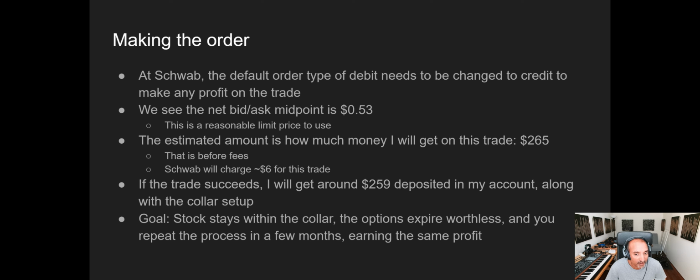Now, the goal here is that the stock stays within that collar, doesn't go above that green high price I set, and doesn't go below the red low price that I set. These options will expire worthless. However, you've got $259 additionally in your account, and then in a few months you can possibly repeat this process to earn the same amount, for example.